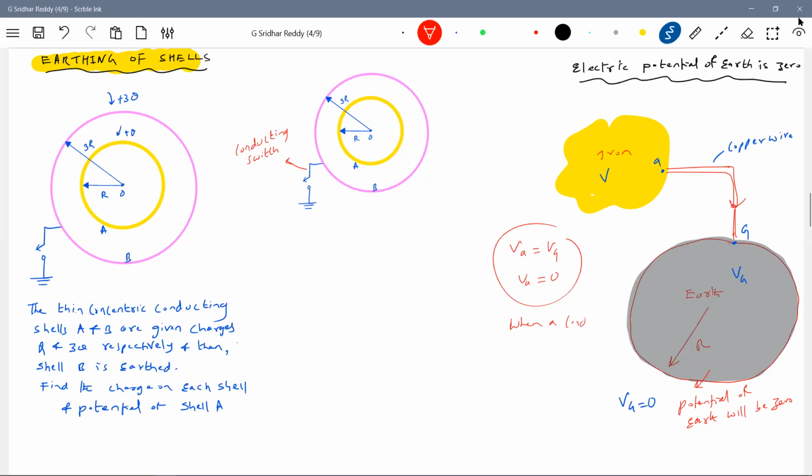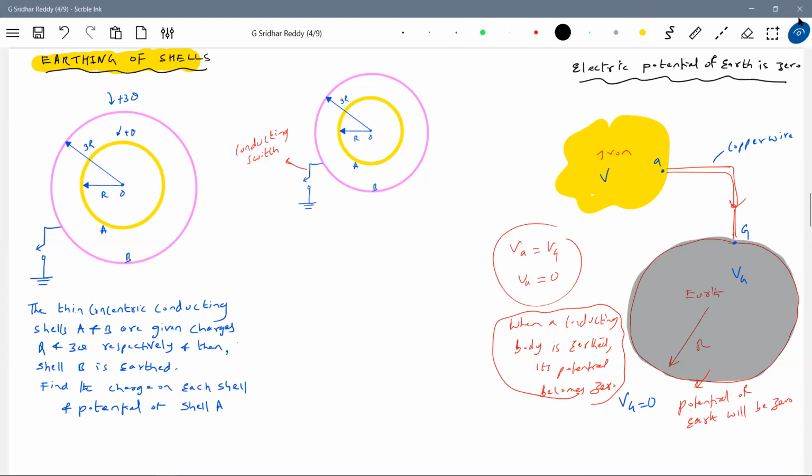When a conducting body is earthed, its potential becomes 0. Okay, similarly, that earthing is what we are going to do here now.